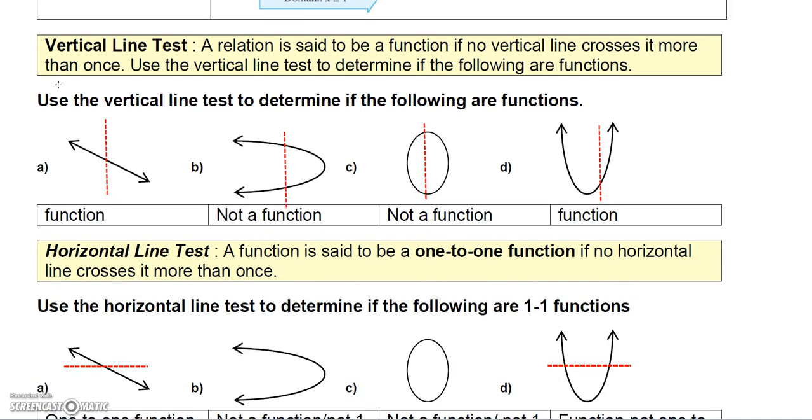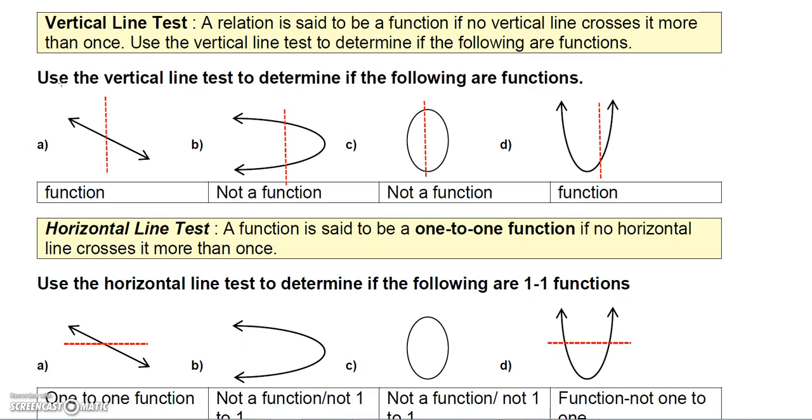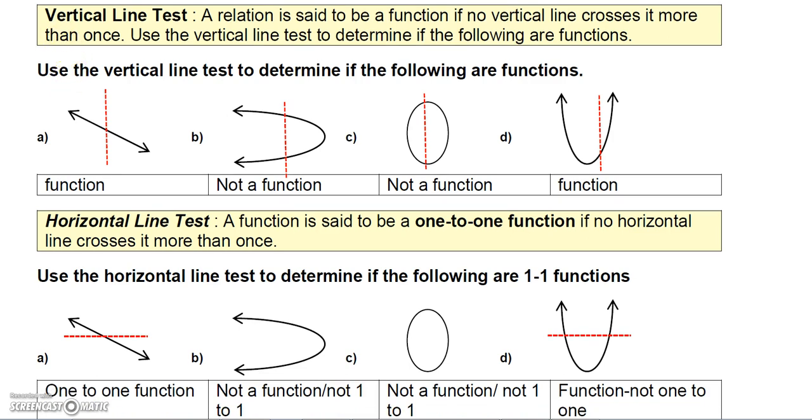Now I'll go ahead and throw in the vertical and horizontal line tests here for you as well in this domain lecture. A relation is said to be a function if no vertical line crosses it more than once. You can see that this line here is a function because it passes the vertical line test, but this sideways parabola here is not a function because a vertical line crosses it more than once. And also this picture here is not a function because the vertical line crosses it more than once.